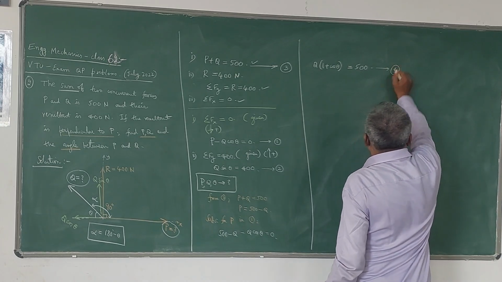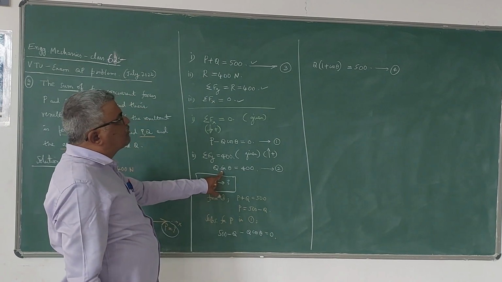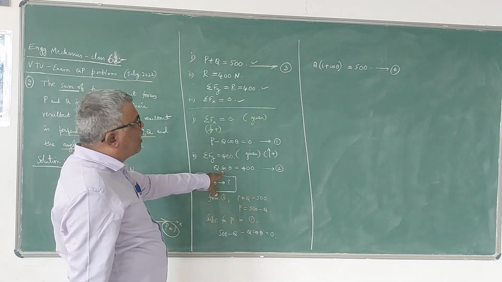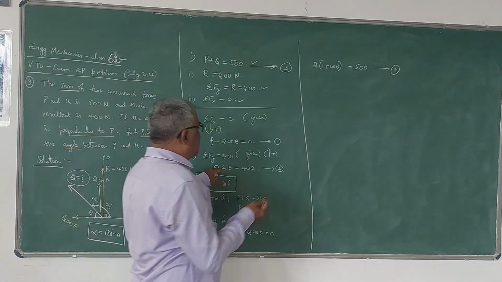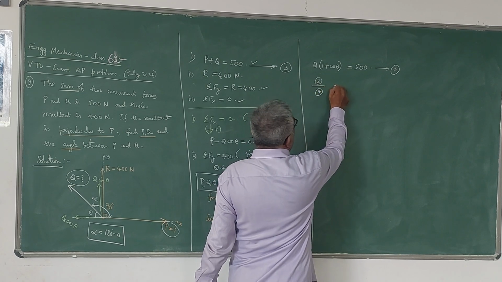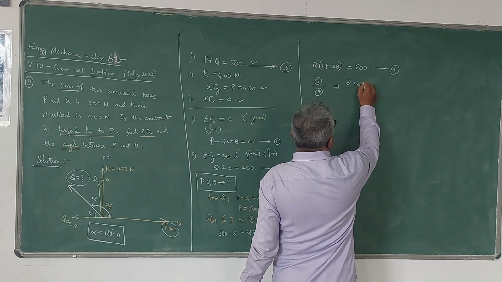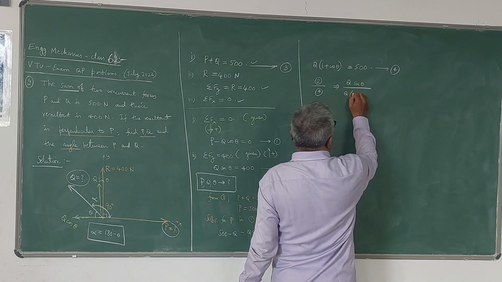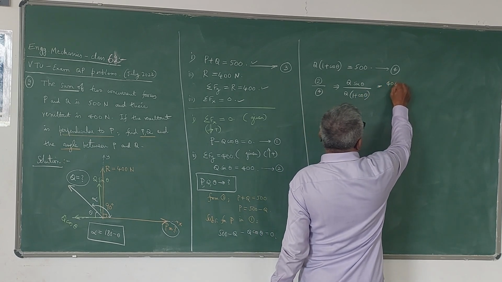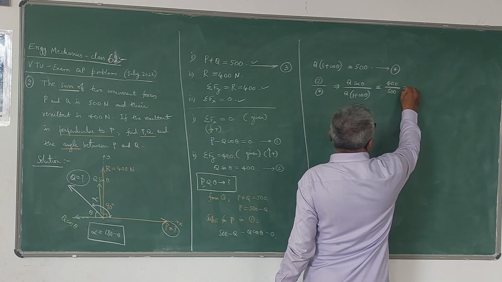Now if you compare equation 2 and equation 4, you can find out the value of theta by eliminating Q, or by just dividing. So what I do here is equation 2 divided by equation 4. So what does it give? Let us see. Q sin theta divided by Q into 1 plus cos theta is equal to 400 divided by 500. 400 divided by 500 is nothing but 0.8.